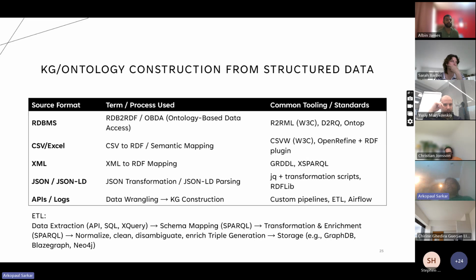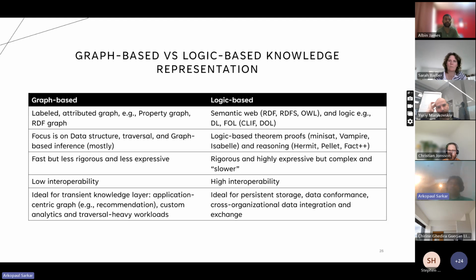Now, for structured data, of course, as I say, the method is a little bit different, but it follows a typical ETL process where you extract the data by API, SQL, XQuery, and then map the schema. There is SPARQL, but there are also other tools. In the table, you can see for specific types of document, there are tools available. So they are custom tools specific for that type of document. Then you can create a custom pipeline following typical ETL steps.